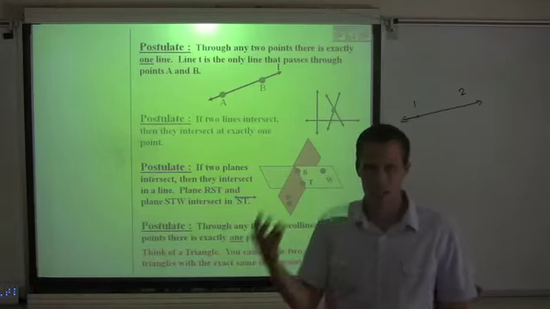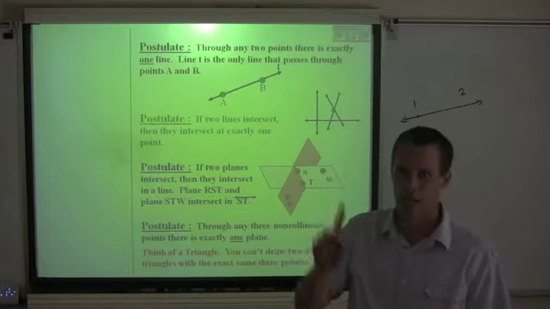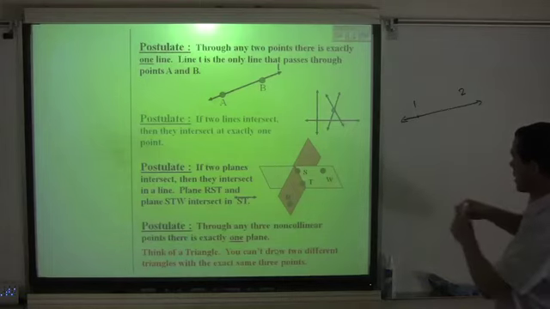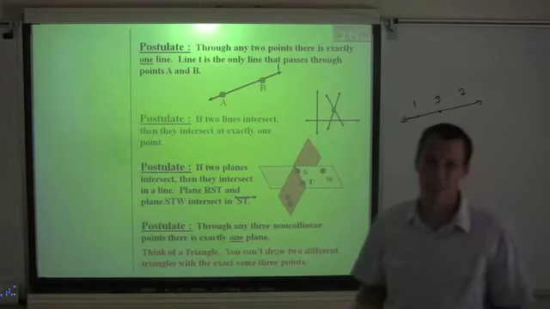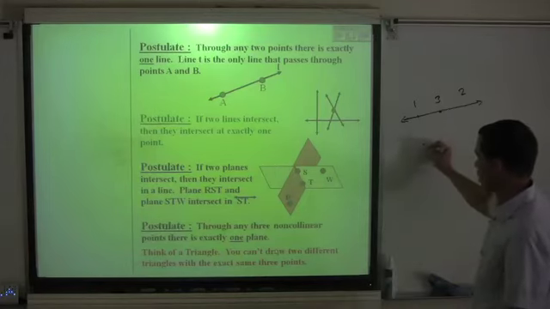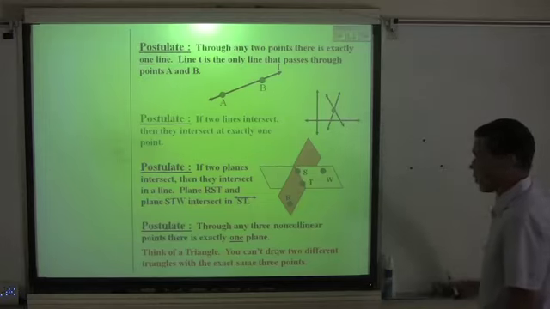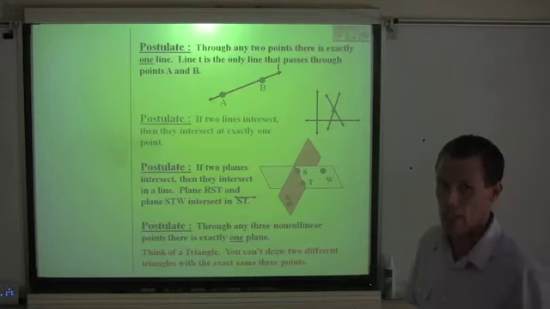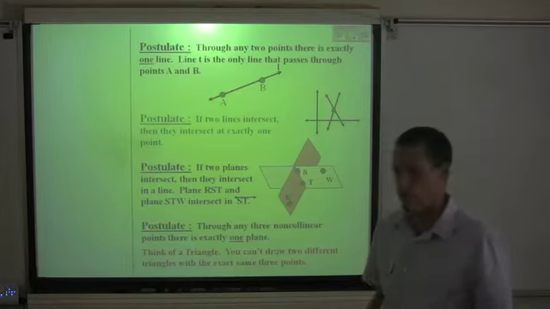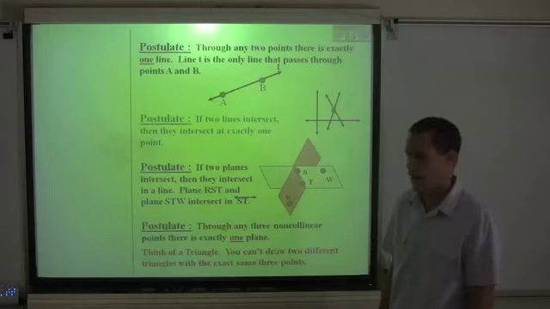The final postulate is through any 3 non-collinear points, there is exactly 1 plane. 3 collinear points, we don't know how many planes there are, it's infinite. But if you have 3 non-collinear points that form a triangle, there is one and only one flat surface that will touch all 3 of those points. So it takes 3 non-collinear points to make a plane. I like to think of it as a triangle, flat 2-dimensional surface.